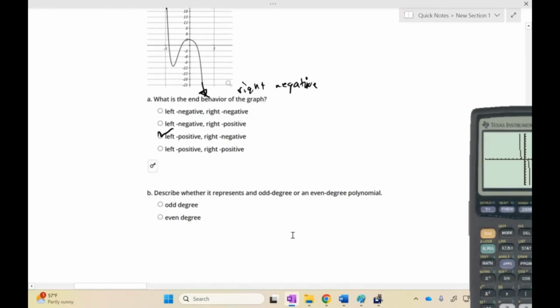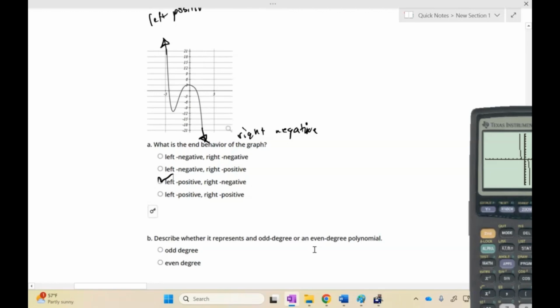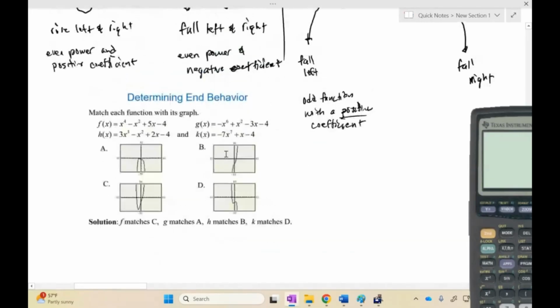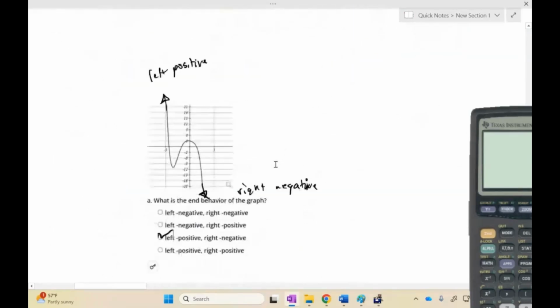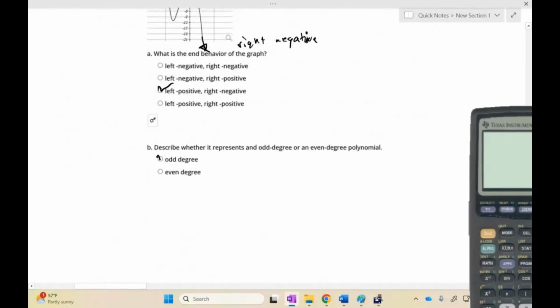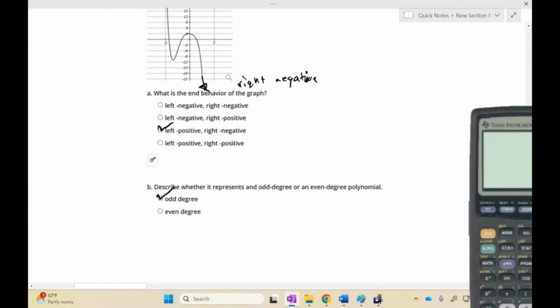The next one says, is it odd or is it even? It's odd. What makes it odd? Right. The ends are doing something different. If they were going the same way, it would be an even function. But if one's going one way and the other going the opposite way, it has to be an odd function. All right. So that would be an odd function. All right, you will see something like that on the test.